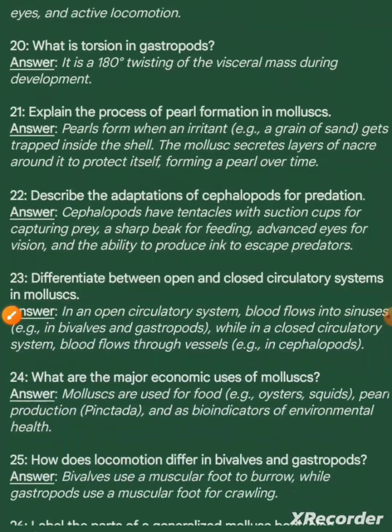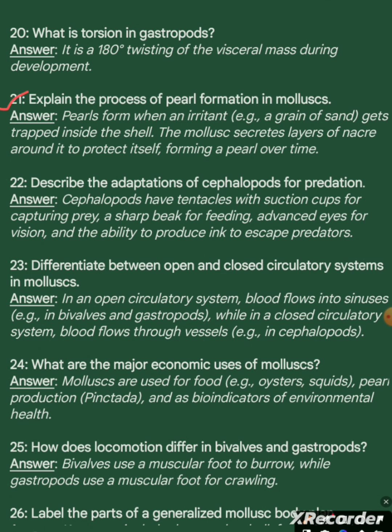Question number 21. Explain the process of pearl formation in mollusks. Answer. Pearls form when an irritant, for example a grain of sand, gets trapped inside the shell. The mollusk secretes layers of nacre around it to protect itself, forming a pearl over time.